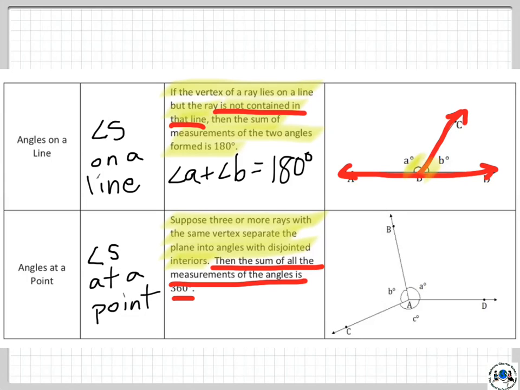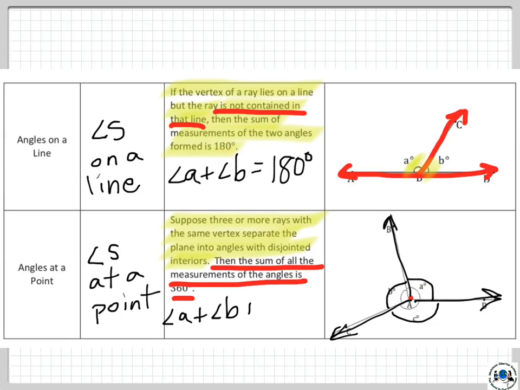So you have a common point right there, and then you have three rays coming off of that point. It doesn't need to be only three, just multiple rays. In this case we know that all of these together, this plus this plus this, is going to equal 360. So angle A in this case plus angle B plus angle C equals 360 degrees. Okay, angles at a point.